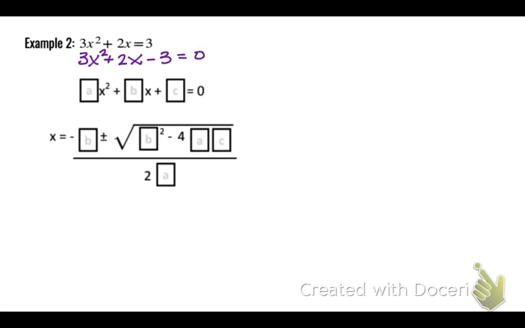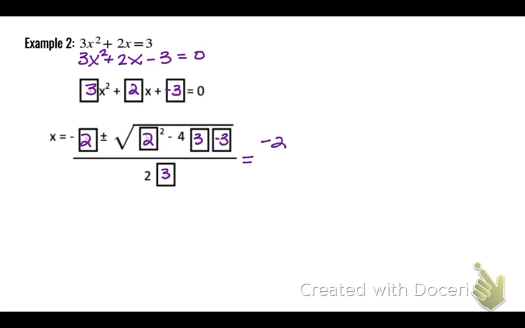So in this one, a is 3, b is 2, and c is negative 3. So the opposite of b is 2, so that would be negative 2. 3 times c is negative 3, and then 2 times 3. On the next one, I'm not going to use this template, but I'm going to use it one more time. So again, that's just plugging in a, b, and c.